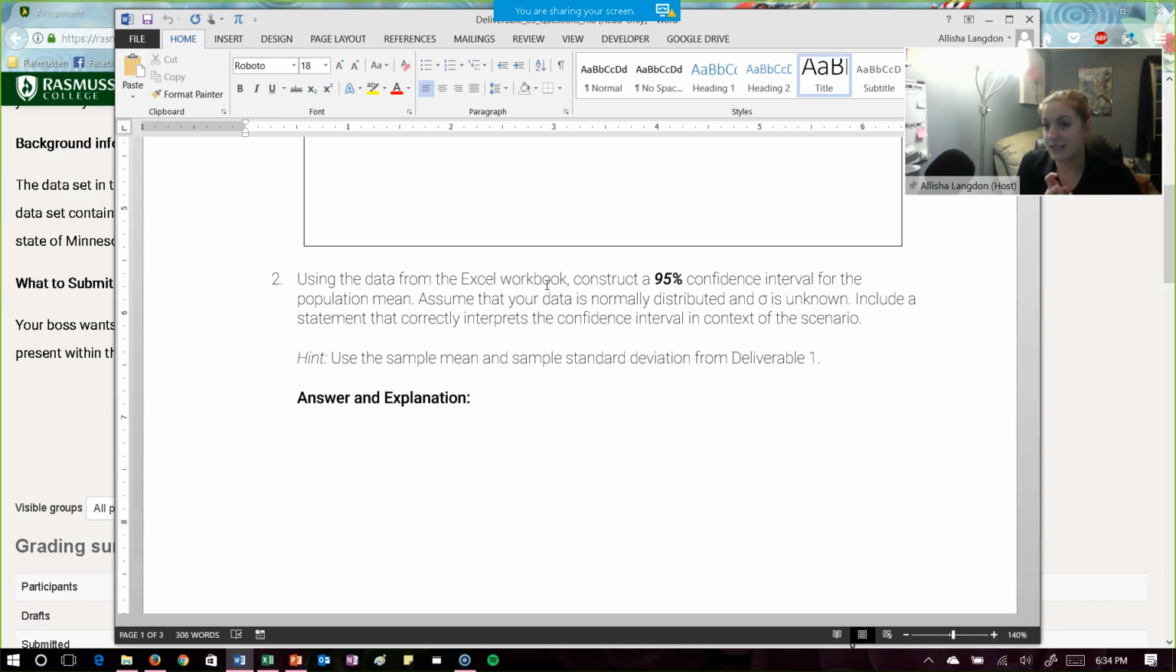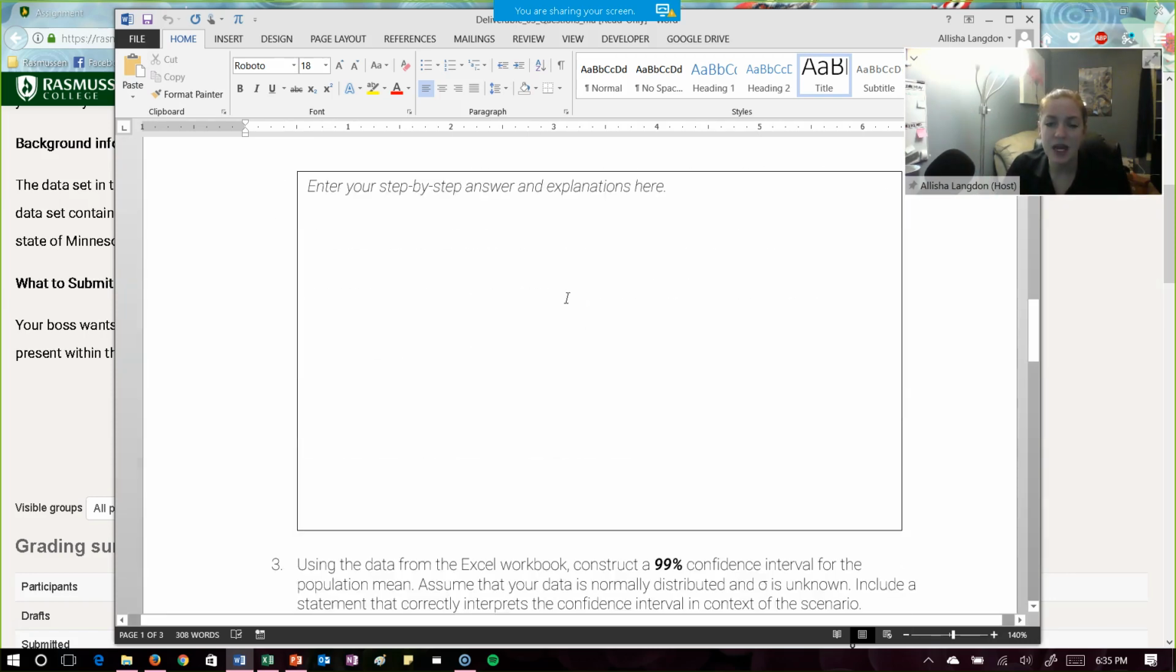Hint, this is an important hint. You've calculated the sample mean and the sample standard deviation before. You did it in deliverable 1. So you're going to use information from deliverable 1 to help you here. Wink, wink, wink. Grab that deliverable 1, have it open. Maybe even use the Excel document from deliverable 1 to help you go along. Or you can recalculate the mean and the standard deviation if you want to.